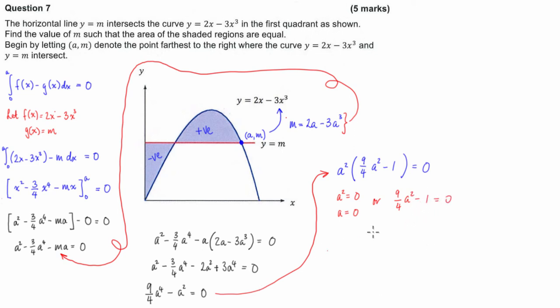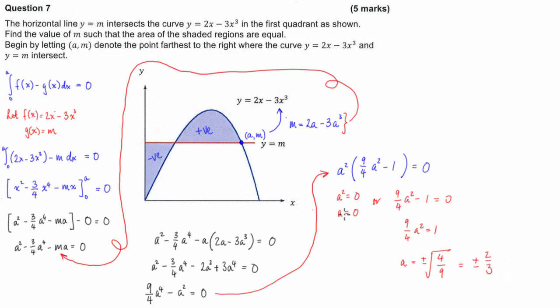So from here, we can take the 1 to the other side. So we have 9 over 4, a squared is equal to 1. We can then times by 4, divide by 9, and then square root it. So we can say a is equal to plus or minus the square root of 4 over 9, which is equal to plus or minus 2 over 3.